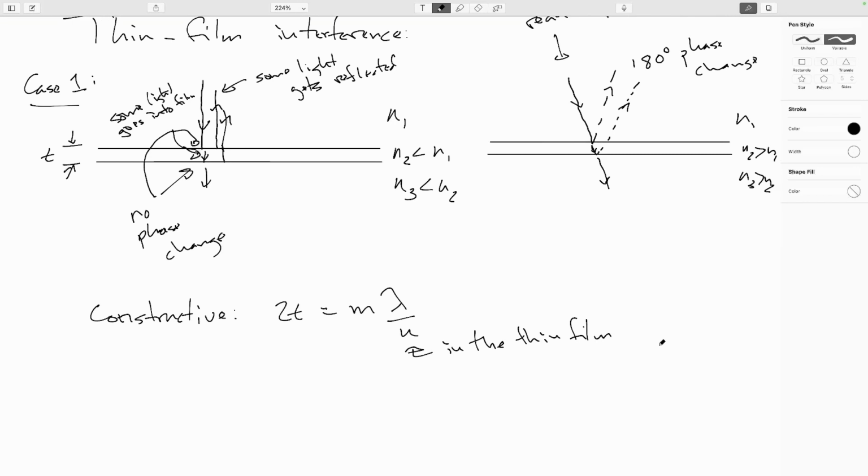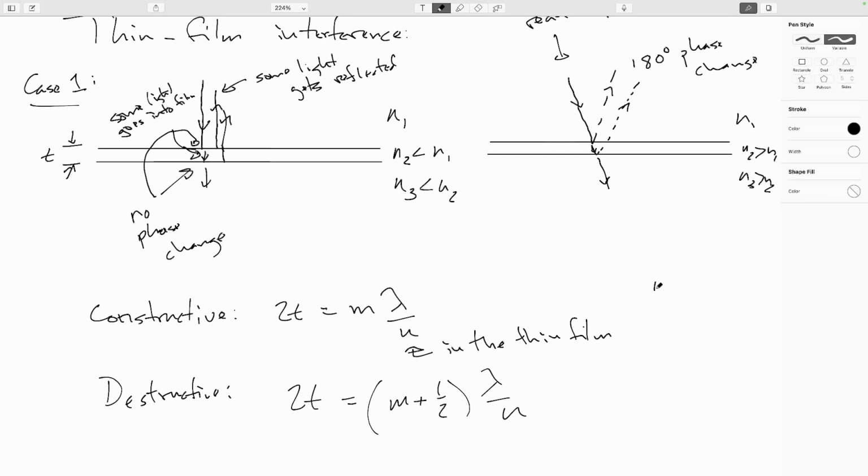Now, how about the color that you don't see? That'll be destructive interference. And here, to get destructive interference, it's just going to be the same kind of deal. You will need an odd half integer number of wavelengths in the thin film, so m plus a half.